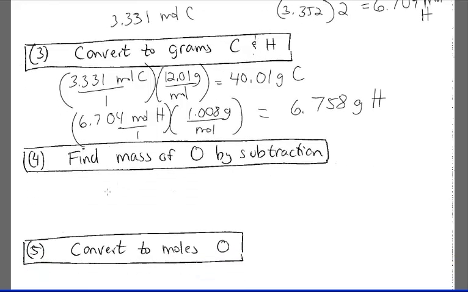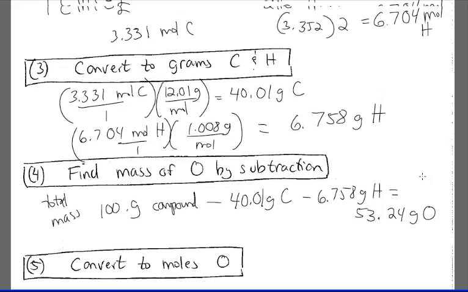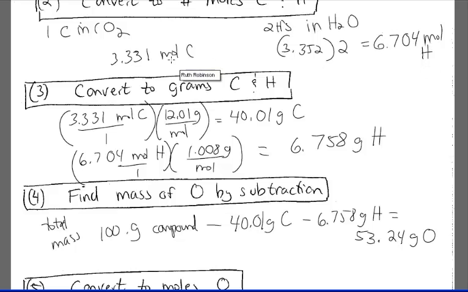All right, so we add those two up, which will be about 47, and subtract it from the total mass of the substance we started with. Okay, the total was 100 grams of compound of unknown formula. We subtract off the 40.01 grams of carbon, we subtract off the 6.758 grams of hydrogen, and that gives us 53.24 grams of oxygen.